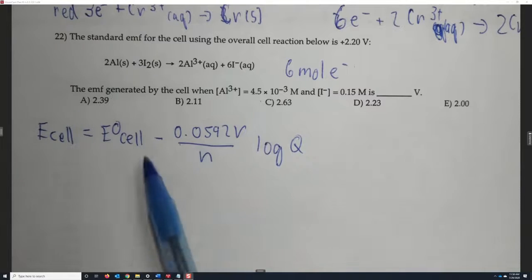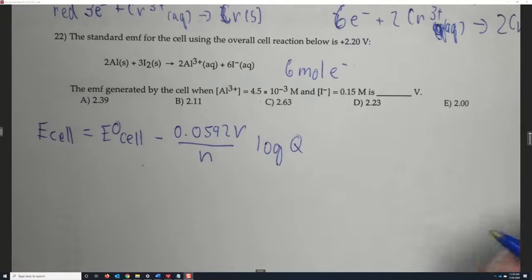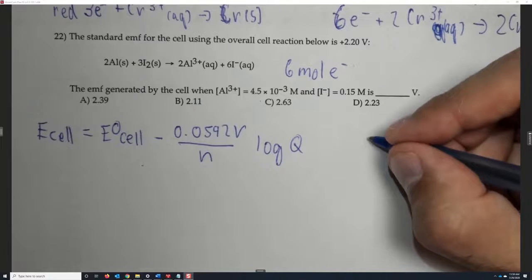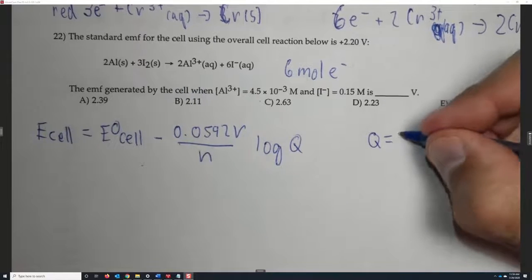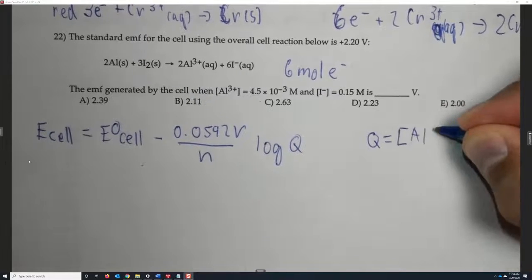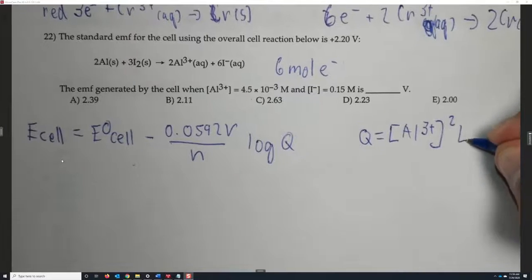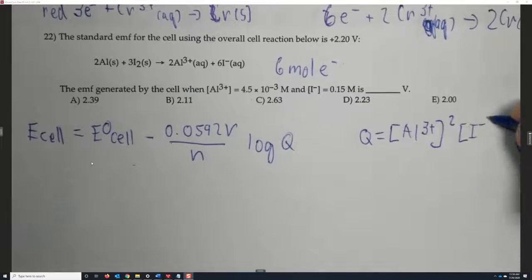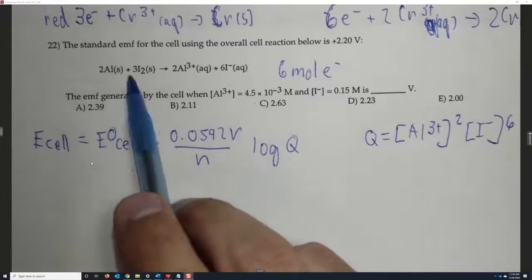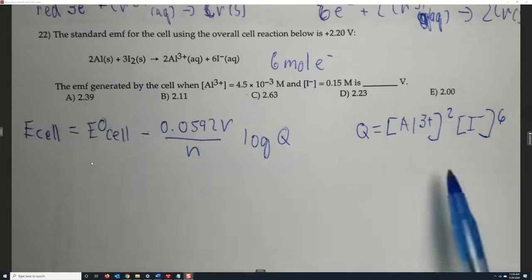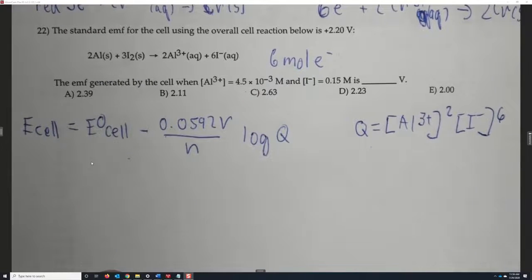So let's look at this. So Q is current conditions, and Q is going to be products over reactants. In this case, the products are the concentration of Al3+ squared, concentration of I minus raised to the 6th power, divided by both of our reactants, which are solids. So in this case, this is the whole expression for Q.